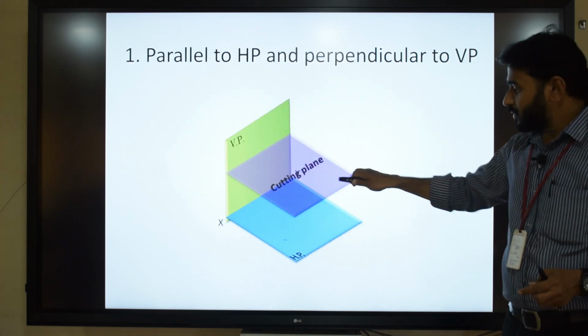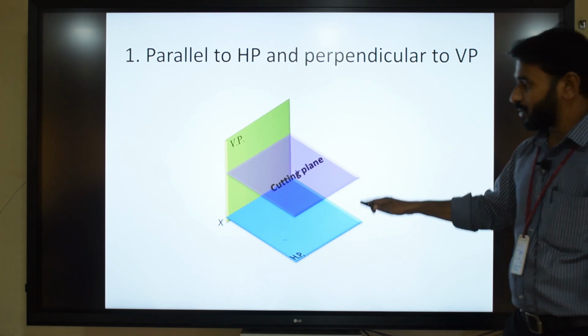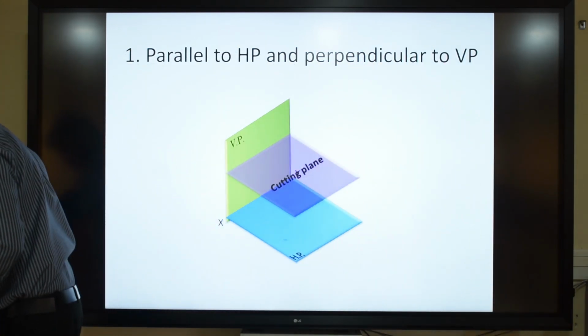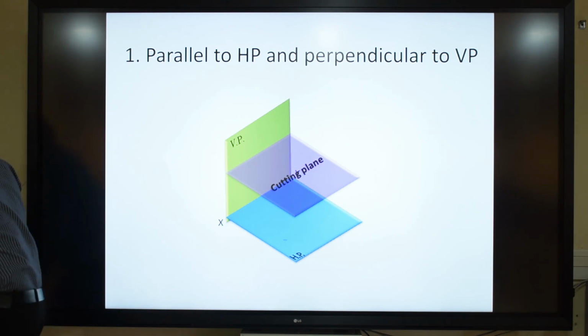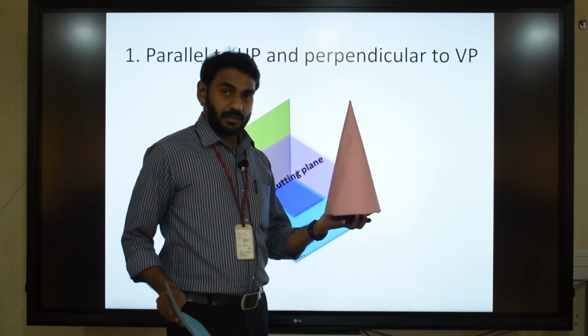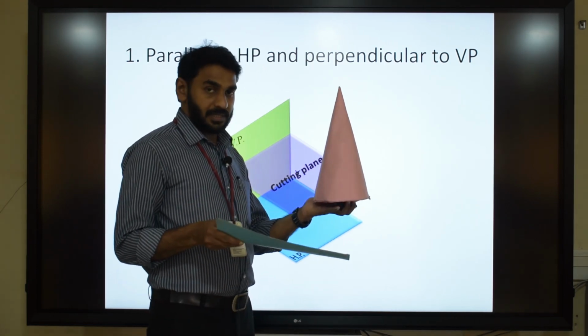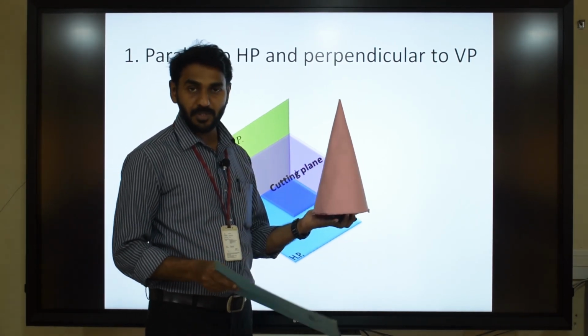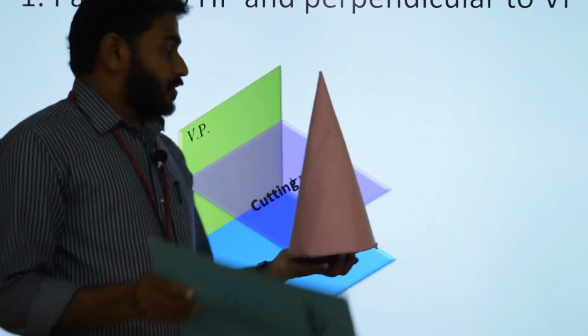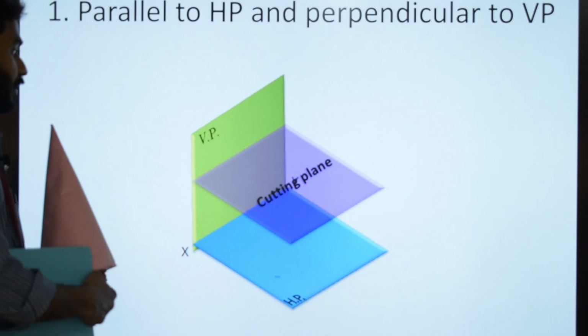Now this is the case of the section plane which is parallel to HP and perpendicular to VP. Here the solid is cut like this. The cone is resting on HP on its base, and it is cut by a section plane like this. So that is the first case.